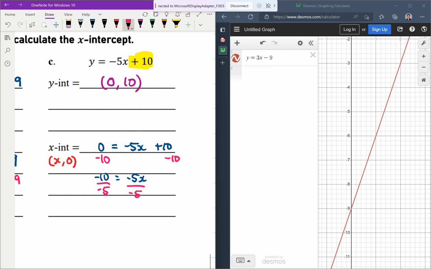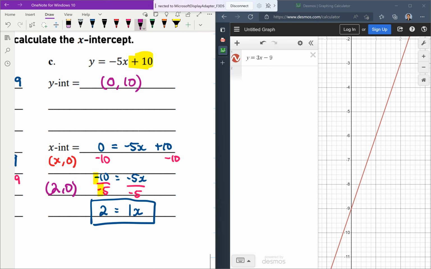Don't add 5. A lot of students add 5. Don't add 5. It's a negative 5 times the x. That's why I'm dividing. And negative 5 divided by negative 5 is 1. So 1x is equal to 2. Double negatives is positive. Okay, for those who weren't sure, these two negatives become positive. So you should have 2, 0. Hands up if you got 2, 0.